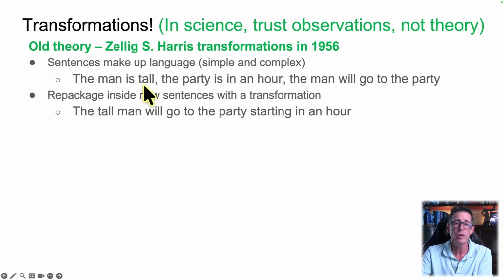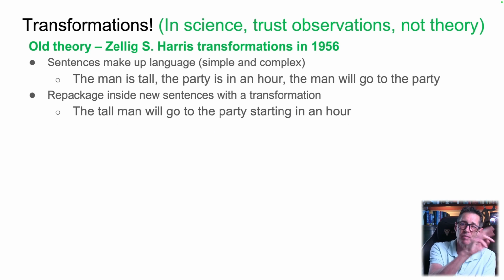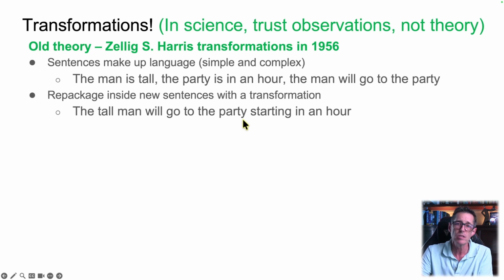So if we look at this example here, we've got the man is tall, the party is in an hour, the man will go to the party. This is an annoying way to talk, because we're repeating ourselves. So we're certainly not finding a way to save time. The man is tall, the party's in an hour. That's three simple sentences. But if we repackage them, we then get a complex sentence. The tall man will go to the party starting in an hour. And when you think of it, people speak like the second one, not like the first example of three separate sentences. And it's just more efficient.